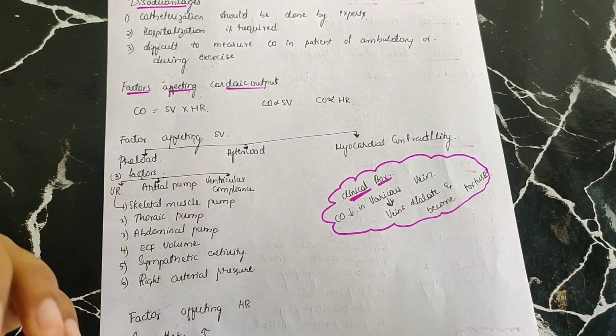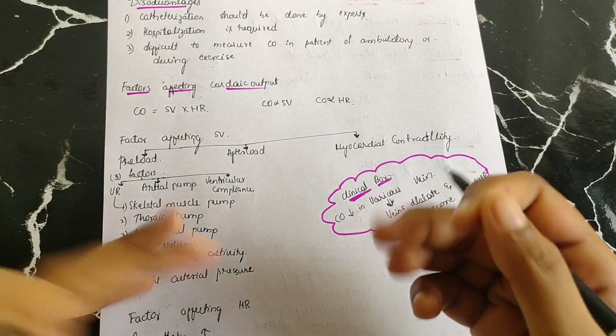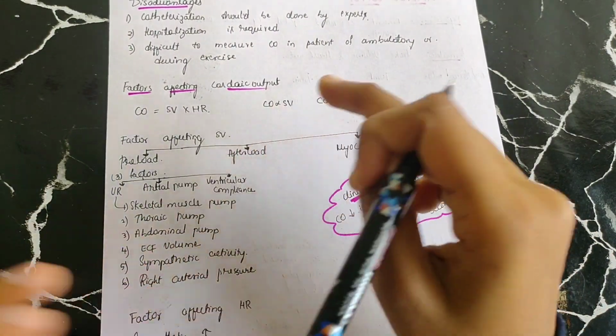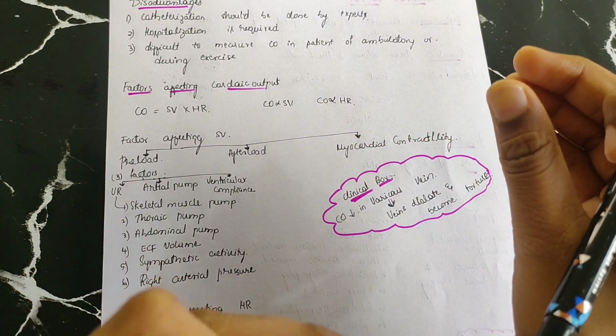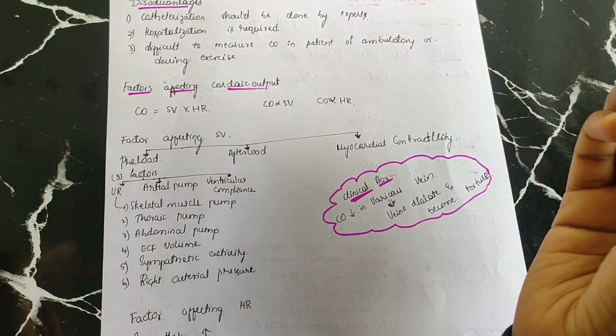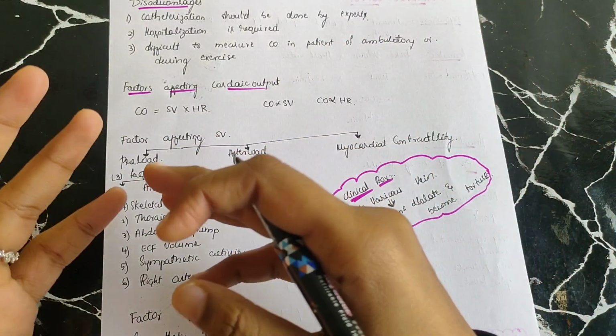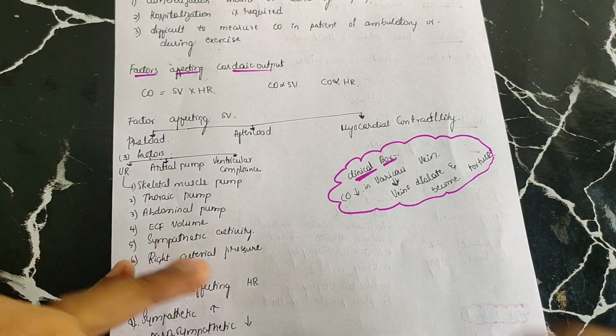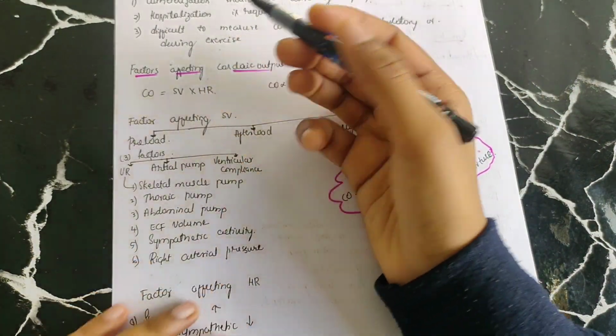If it contracts more, it pushes more blood out, and venous return also increases, and the cardiac output also increases. Afterload is nothing but peripheral resistance. If the resistance is more, then the cardiac output will be less, because more blood cannot be pumped out as the resistance is more. And preload is the end diastolic volume. If the end diastolic volume is more, that is, if preload is more, then cardiac output will be more.